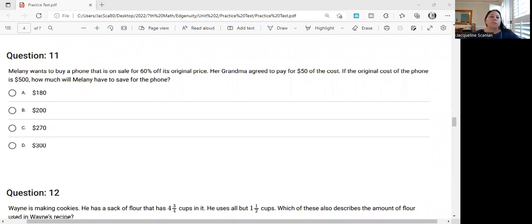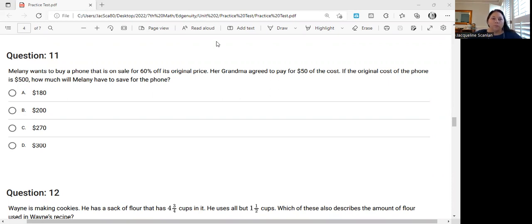Question 11 says, Melanie wants to buy a phone that is on sale for 60% off its original price. Her grandma agreed to pay for $50 of the cost. If the original cost of the phone is $500, how much will Melanie have to pay for the phone? The goal here is to write an equation to solve in order to answer this question.